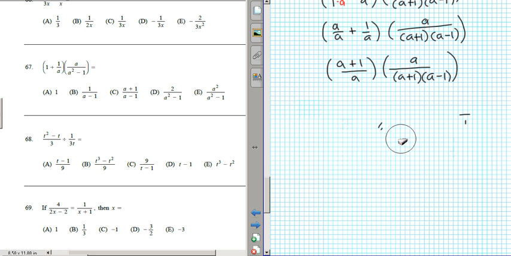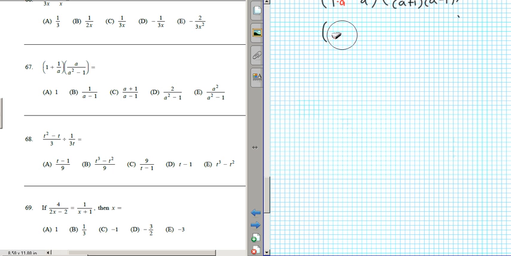For number 69, we are trying to solve a rational equation for x. How do we do something like that? It says find x if 4 over 2x minus 2 is equal to 1 over x plus 1. To do this, we want to clear out the denominator. Every time you have a fraction here and a fraction here, you can cross multiply or multiply by the LCD. Cross multiplication here will suffice. We'll clear out the fraction.